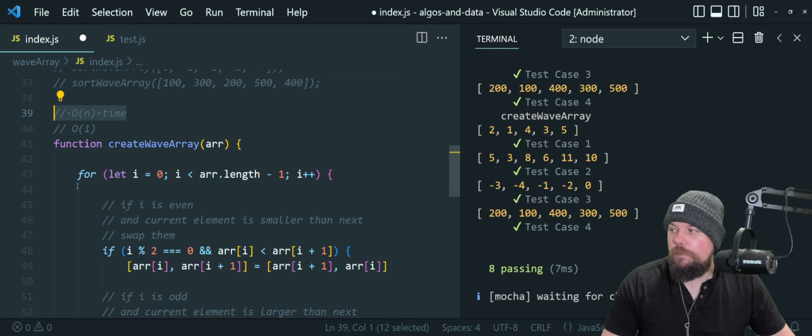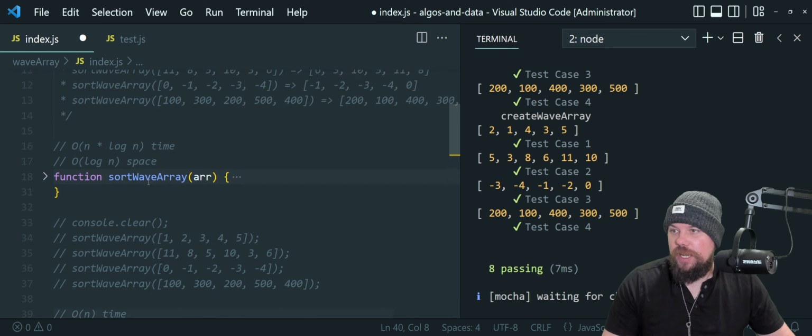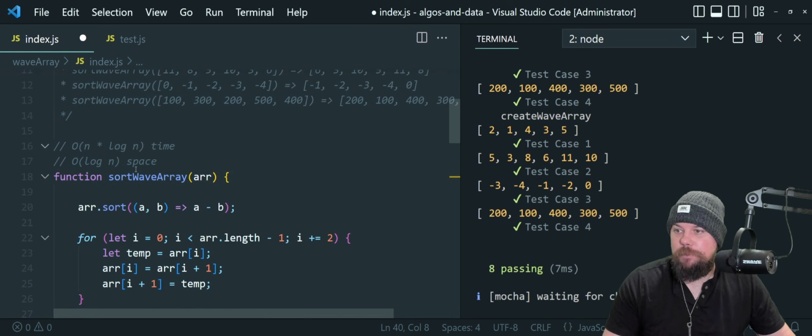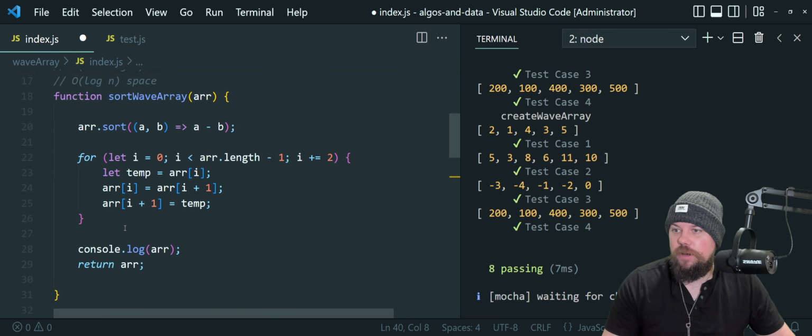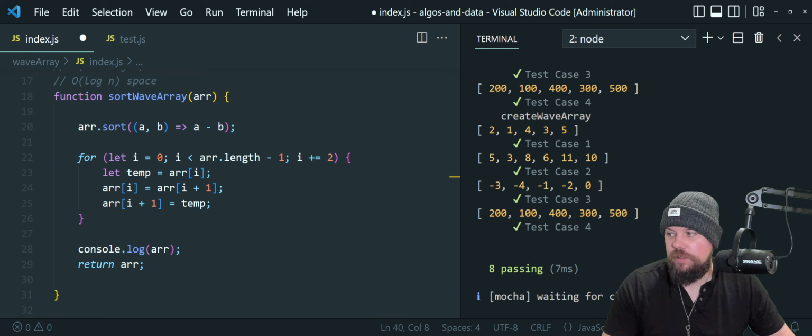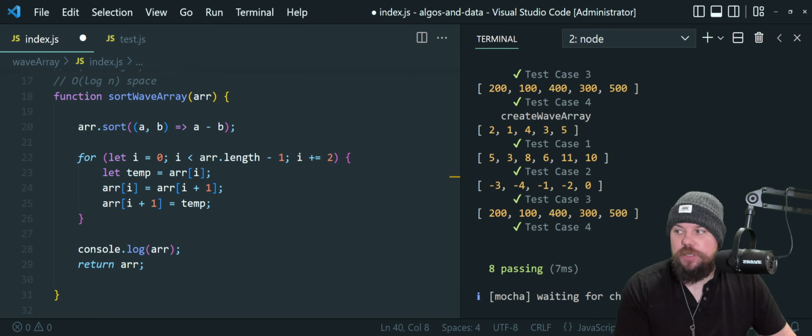Because we have a big O of 1 on space because nothing is created, we do have that log n on this implementation because of our temporary variable constantly being needed and our array sort adding some overhead to it as well. So it just depends on if the JavaScript engine you're using requires any additional memory, right? For space, that's why that ends up being log n on that one. But there are some cons.